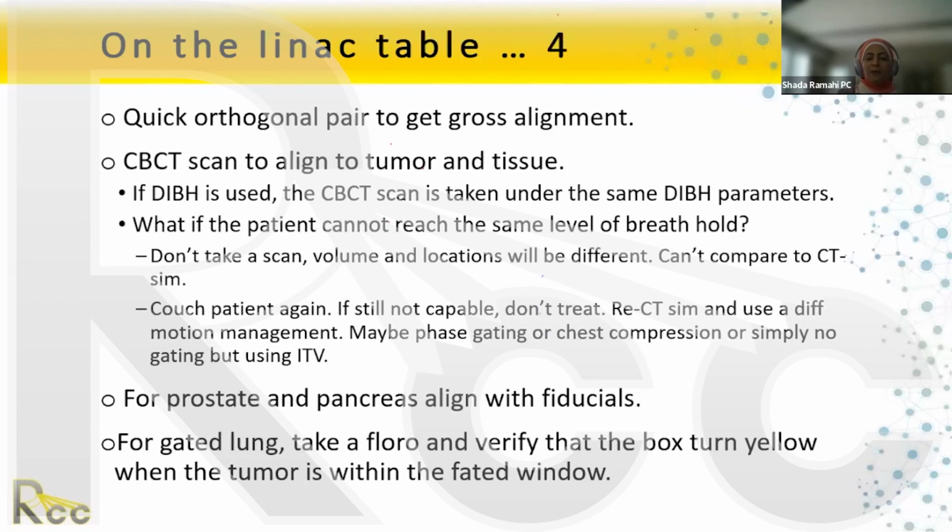Prostate, we align with the fiducials. And for gated lung, on the linear accelerator that we have, when you do fluoroscopy and you have a gated window, during fluoroscopy you can see the tumor is moving, and when the tumor is within the gated window, there is a box that turns yellow, and when the tumor goes out of the gated window, it goes off. So after we do the immobilization and the verification and so on, we do a fluoro under gating and we see that the beam can actually turn on and off in the expected gating window.